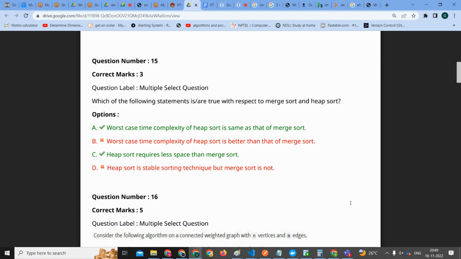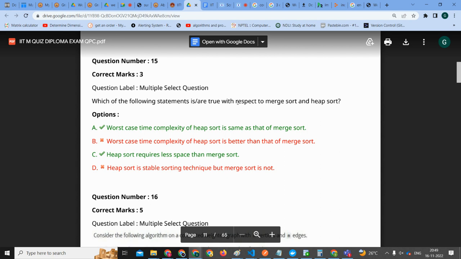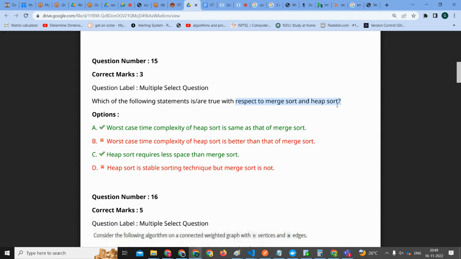Fine. Go ahead. This question: true with respect to merge sort and heap sort. Did we learn about heap sort, guys? No, we didn't see, but I just finished it. Okay. I don't know what is this heap sort.